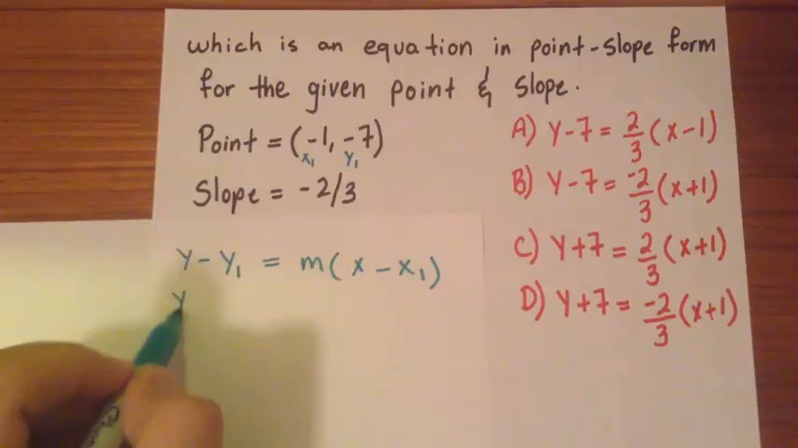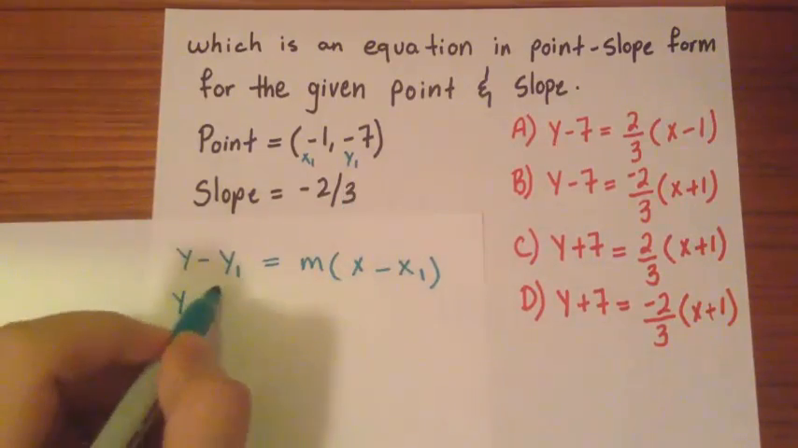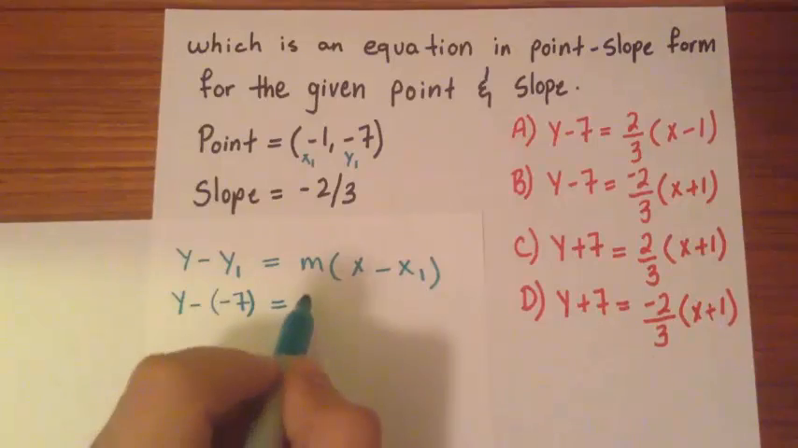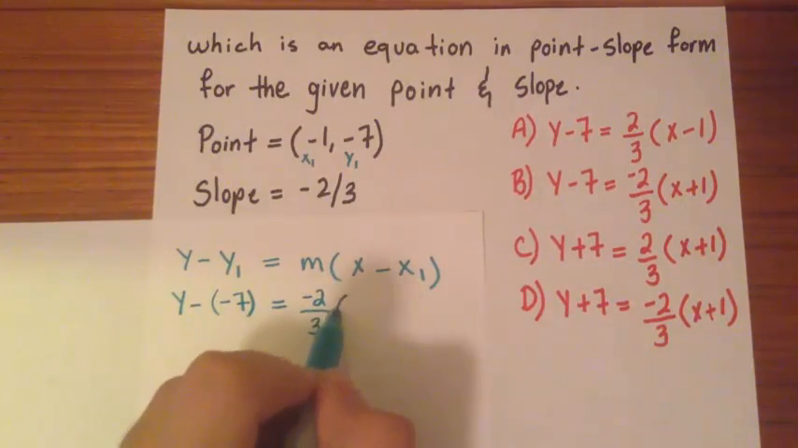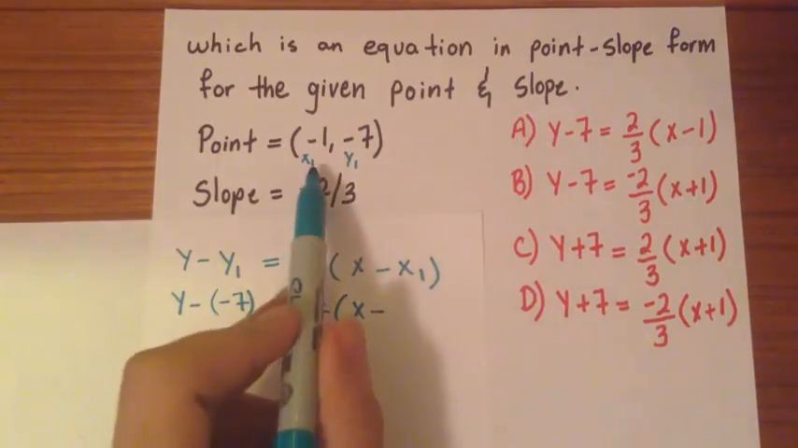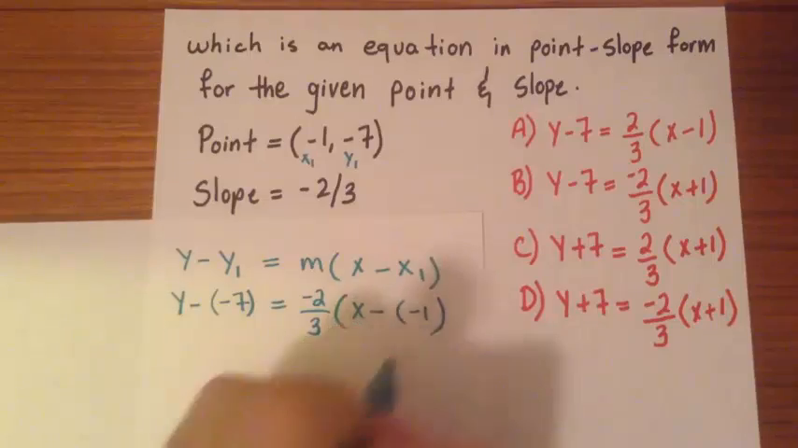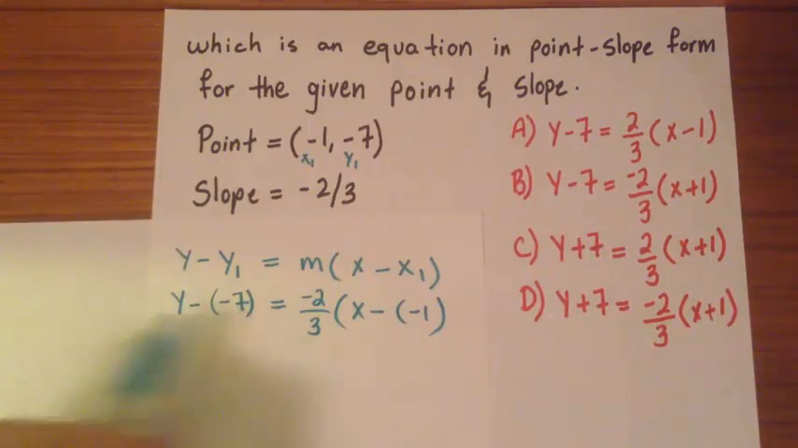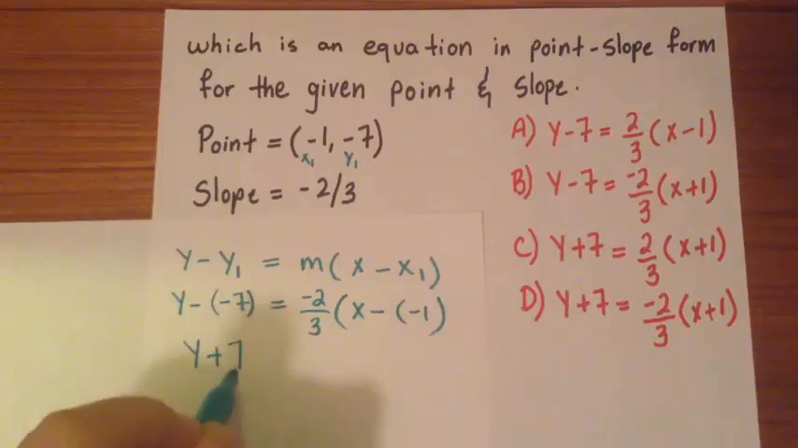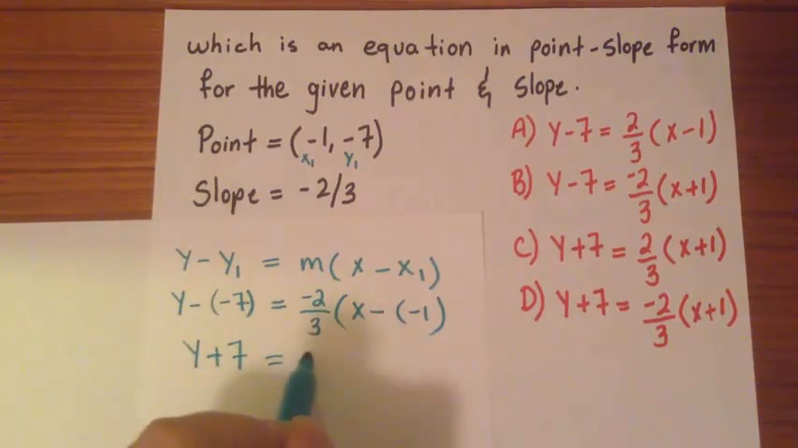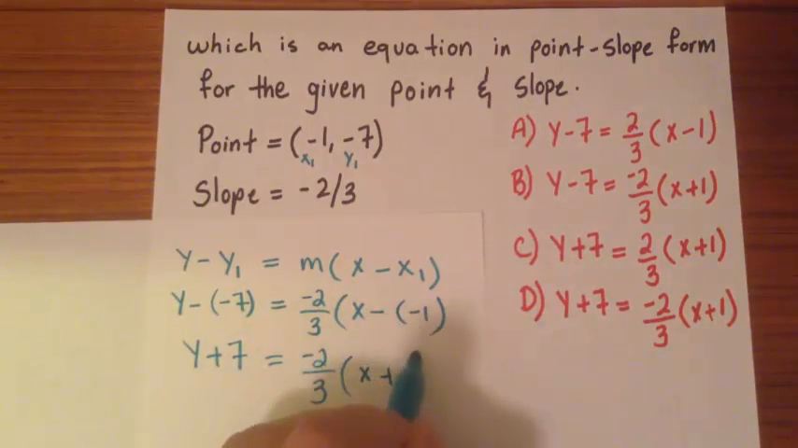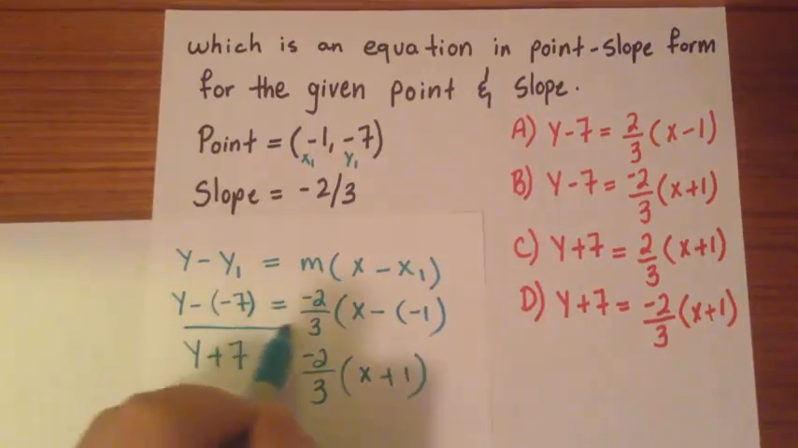So let's see, we have y minus, our y1 is -7, equals, our slope is -2/3, times x minus, our x1 is -1. And believe it or not, you're already there. We just need to simplify here. So negative times a negative is going to be a positive. So we're going to have y plus 7 equals -2/3 times, and then negative times negative again is going to be a positive, so it's going to be x plus 1. Alright, and that's our final answer.